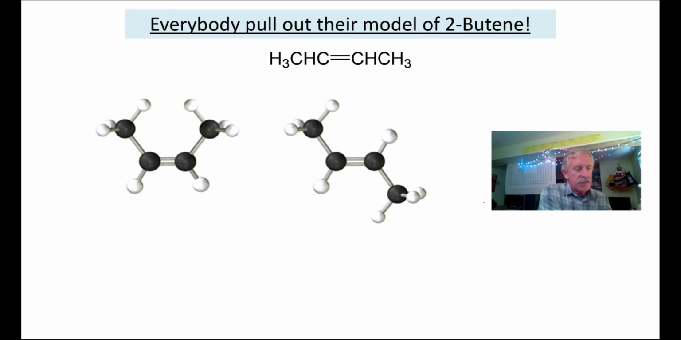This is the only way you can make a double bond in the model kit. And the two methyls are on the same side. Okay. And then now a show of hands. How many of you created the other 2-butene, where the two methyls are on opposite sides of that double bond? Okay. Now feel free to take the one you have and try just to rotate that middle bond to turn it into the other one. You can't. That double bond does not rotate.